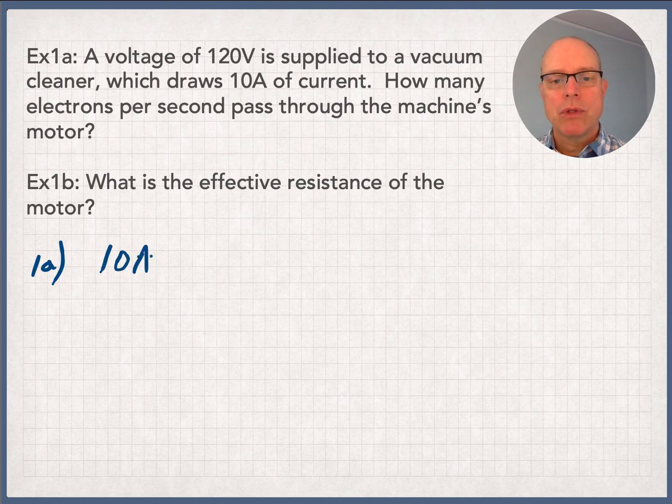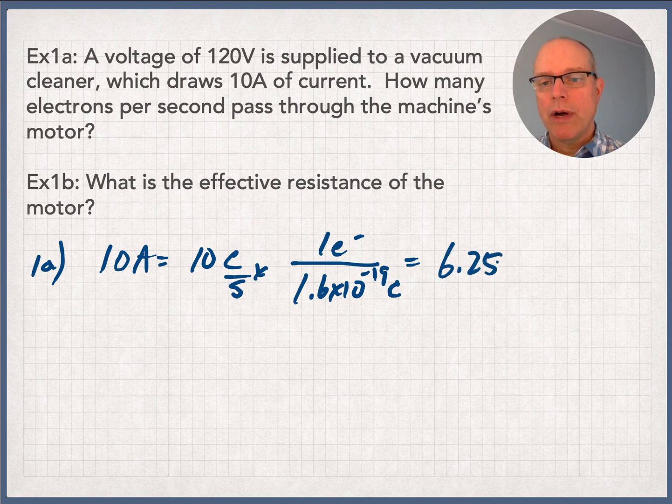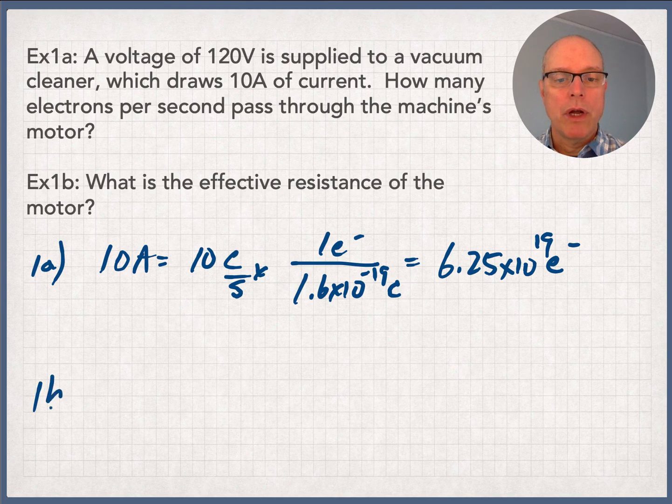So our 10 amps, we know, is really 10 coulombs per second. And I know from before that an electron is 1.6 times 10 to the negative 19 of a coulomb. That's one electron. And I can just do the math on that, and I get a horrific number of electrons passing through the motor, 6.25 times 10 to the 19 electrons in my ordinary vacuum cleaner. Okay, there you go. Moving on.